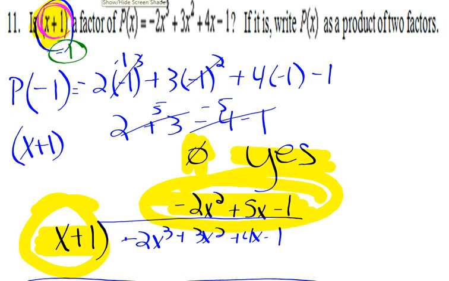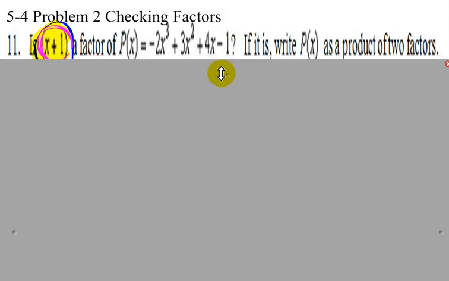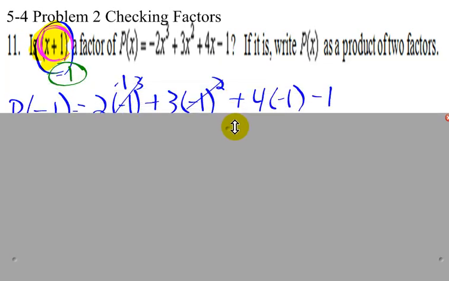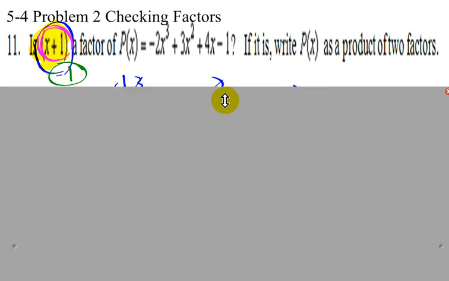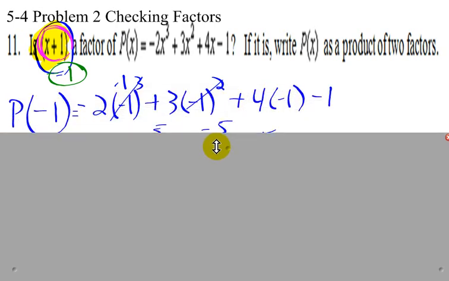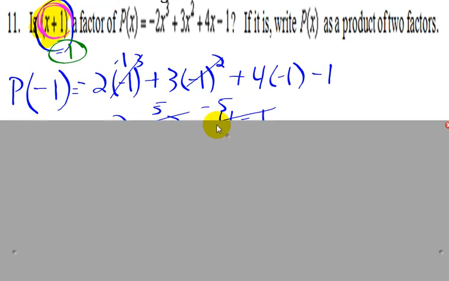This next problem, is x plus 1 a factor? Remember to do that, you just do synthetic division and see if it goes in evenly. Do I have a remainder of 0? Another thing you can do is just plug in the negative 1. Plug it in and see if it makes a 0. That's a way I didn't show you, but it's a shortcut.